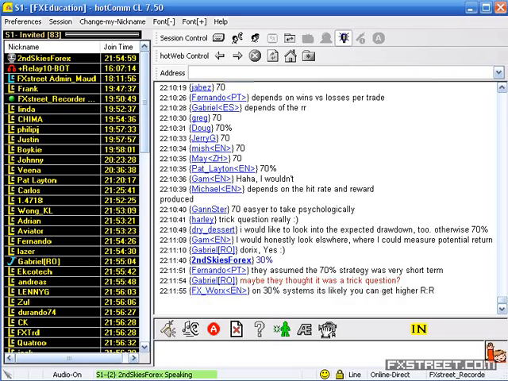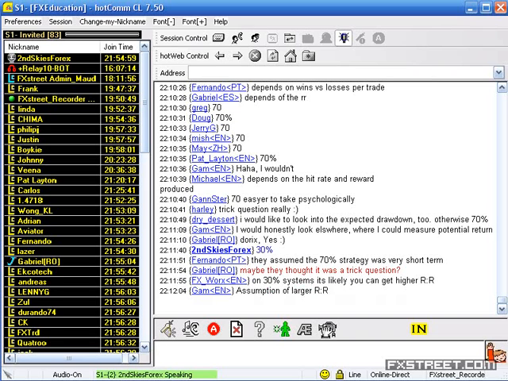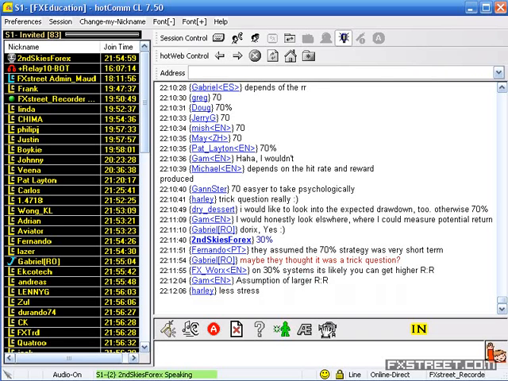In response to Fernando's question, they assumed a 70% strategy was very short term. No, they didn't. They actually asked them and surveyed them after and said why. They didn't think it was a trick question. They all had to answer why.